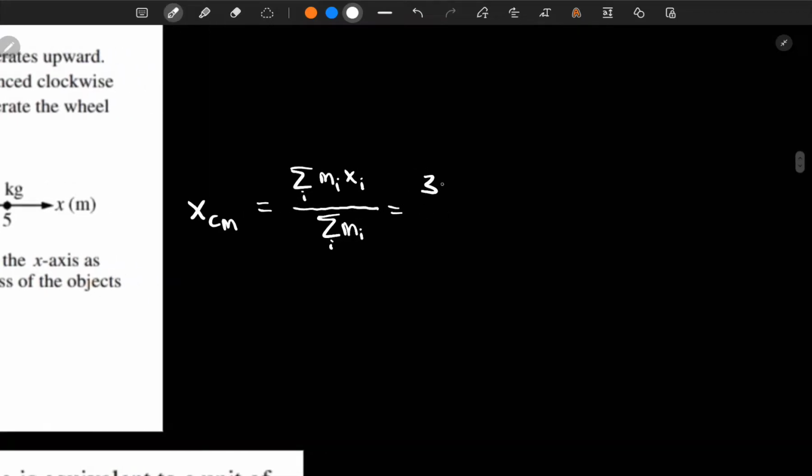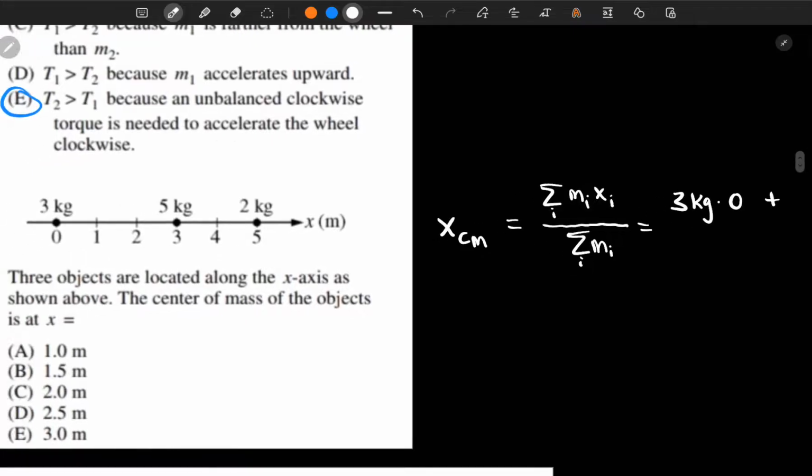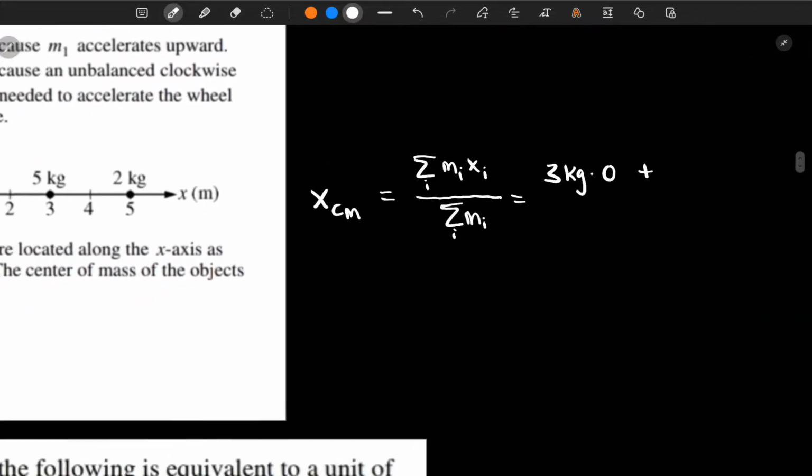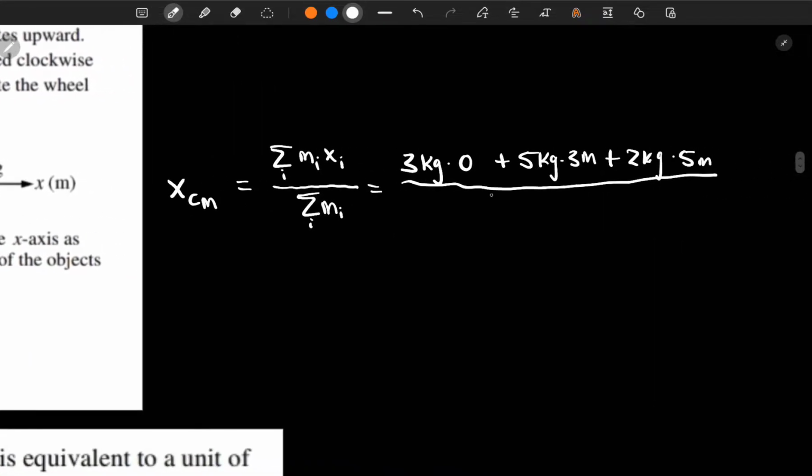So we have 3 kilograms times 0, as 0 is the position. Then we add this to a 5 kilogram mass at the 3 position. So 5 kilograms times 3 meters plus the 2 kilogram object at the 5 position. So plus 2 kilograms times 5 meters. And we divide this by the sum over all of the masses. So 3 plus 5 plus 2.